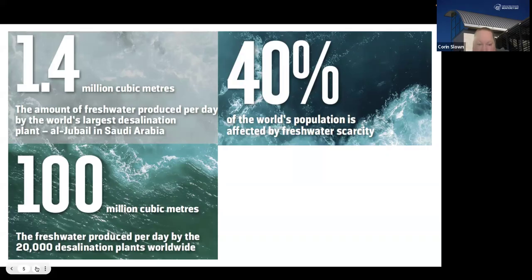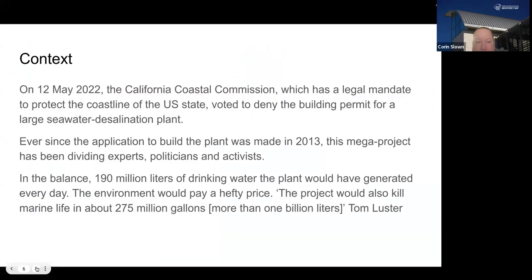100 million cubic meters is the fresh water that's produced per day by the roughly 20,000 desalination plants that are operating. And about 40% of the world's population is affected by the scarcity of fresh water or potable drinkable water.